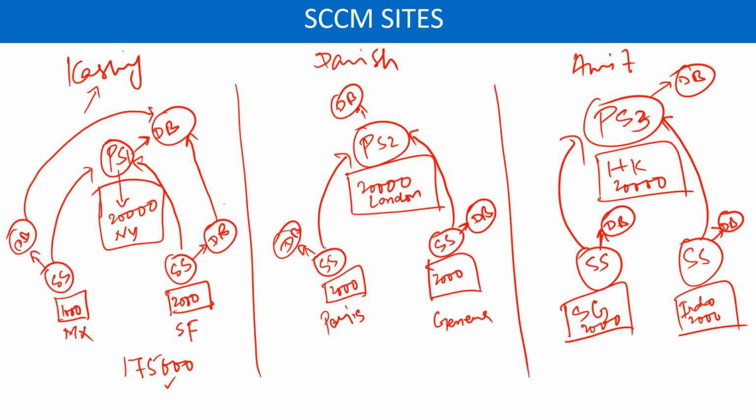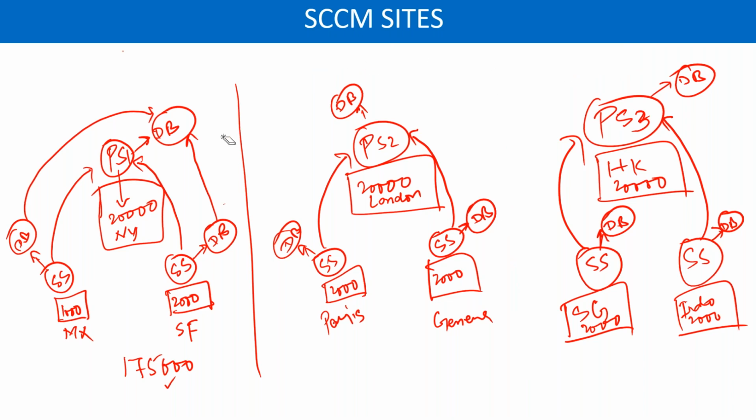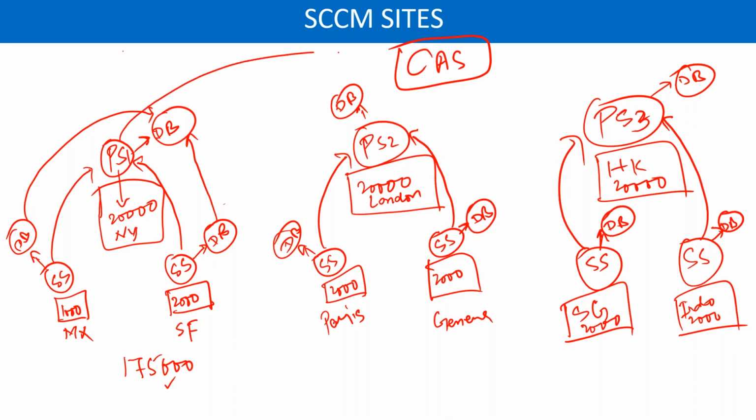Either you manage separately, that's also possible, or instead of managing separately, you can install CAS on the top, somewhere in Europe, anywhere, depends on you, either Americas or Europe or Asia Pacific, and all these primary sites will report to CAS, right? And CAS will also have a database. So all the data will get replicated to the CAS database.